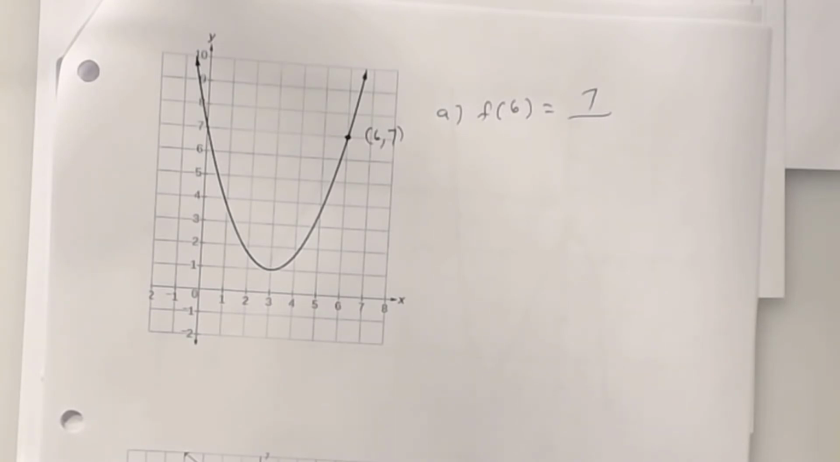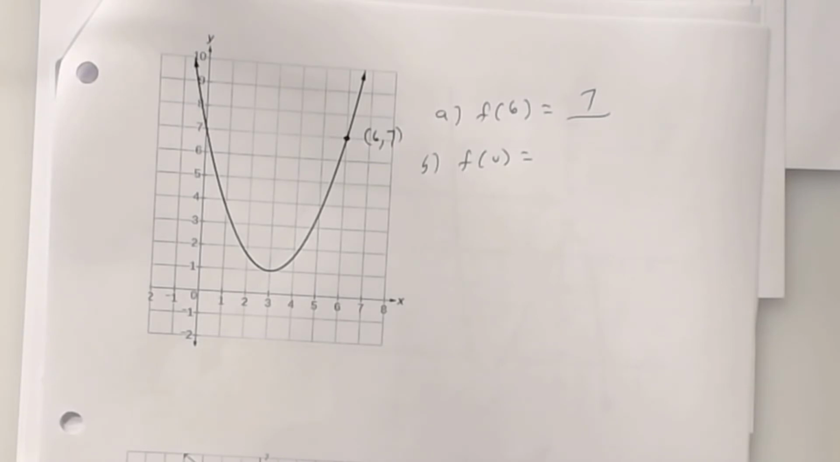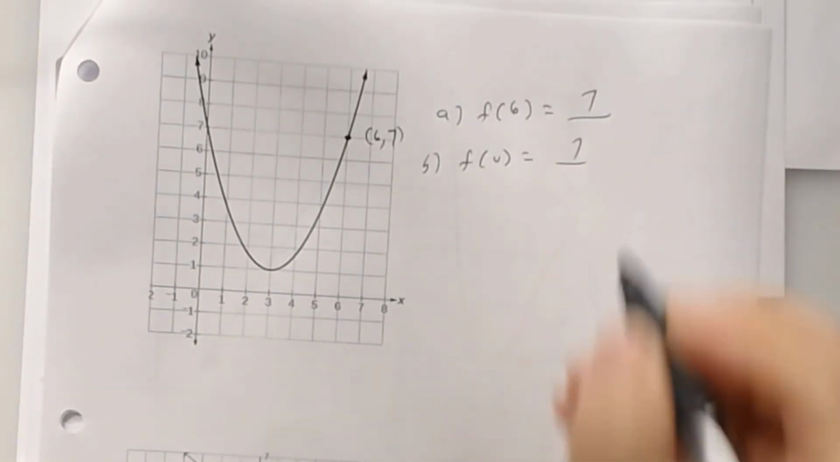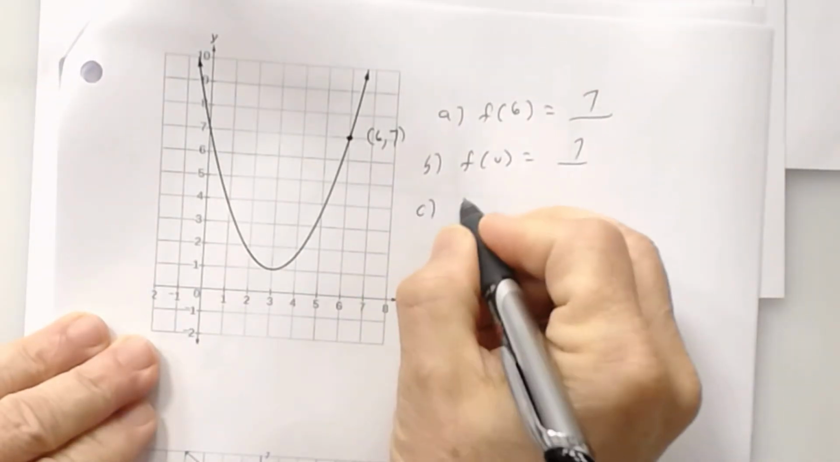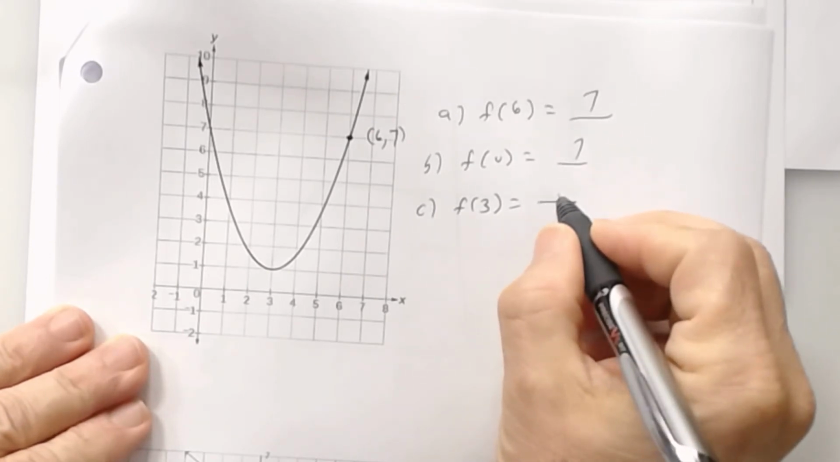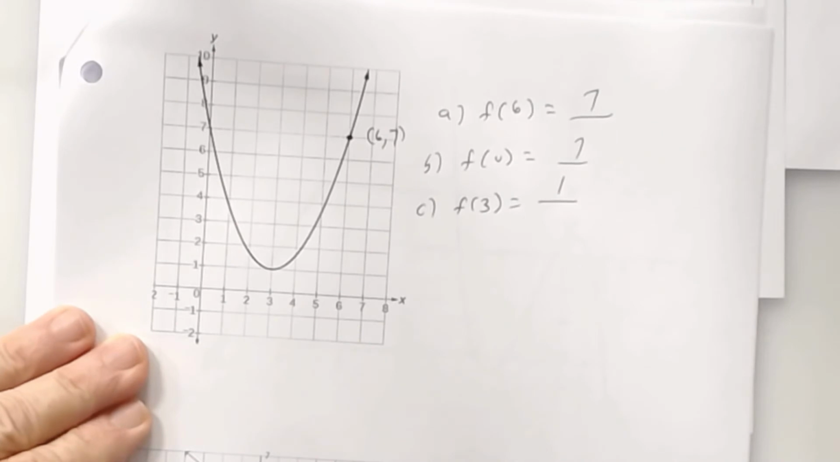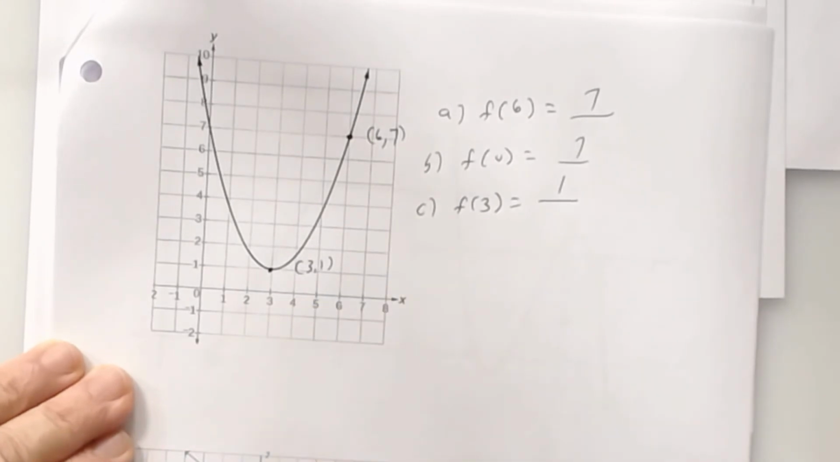All right, so f of 6 is 7. What is f of 0? What is f of 0? Remember what that means. That means when x is 0, what is y? 7. 7 as well. So f of 0 is 7. Okay? What is f of 3? What is f of 3? 1. F of 3 is 1. So when x is 3, right here, my y value is 1. That's what we just found.